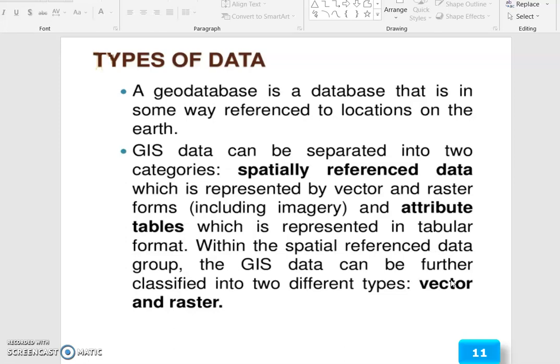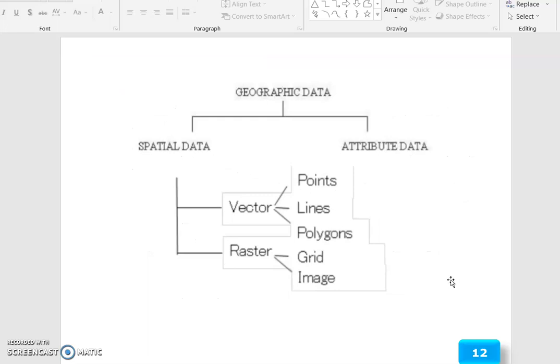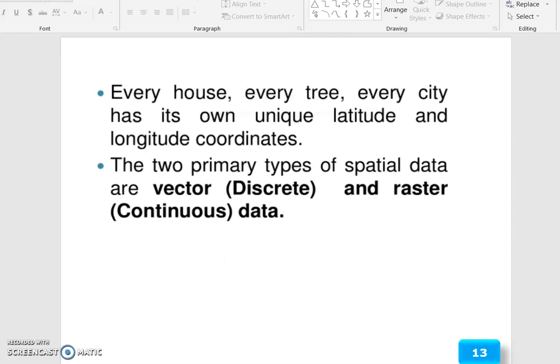Within the spatial reference data group, the GIS data can be further classified into two different types: vector and raster. So, like a geographic data, spatial and vector data, spatial and raster data. In the vector: point, line, polygon. Raster: grid and imagery. Geographic data, another one is attribute data. Every house, every tree, every city has its own unique latitude and longitude coordinates.